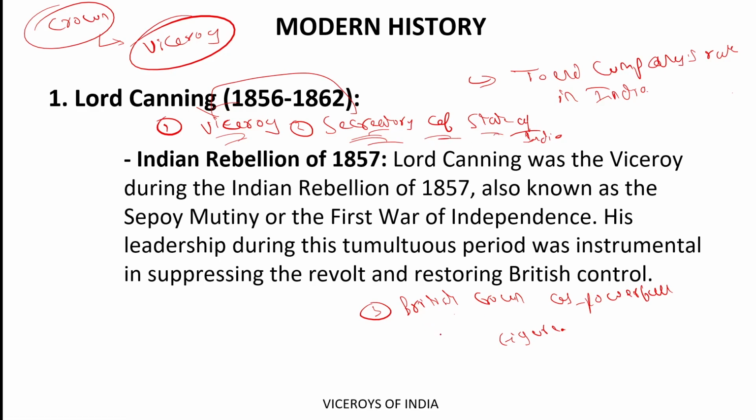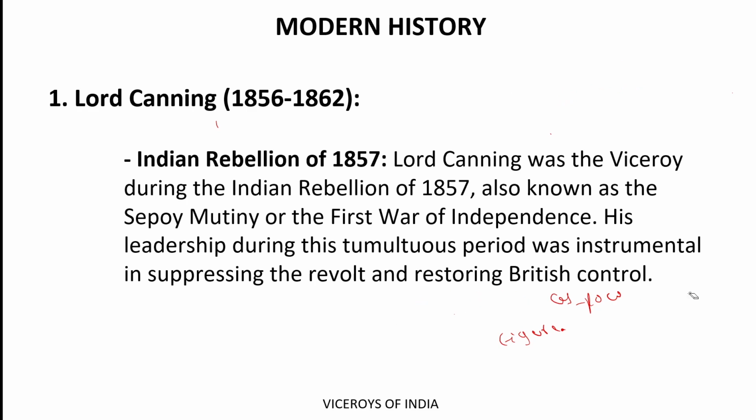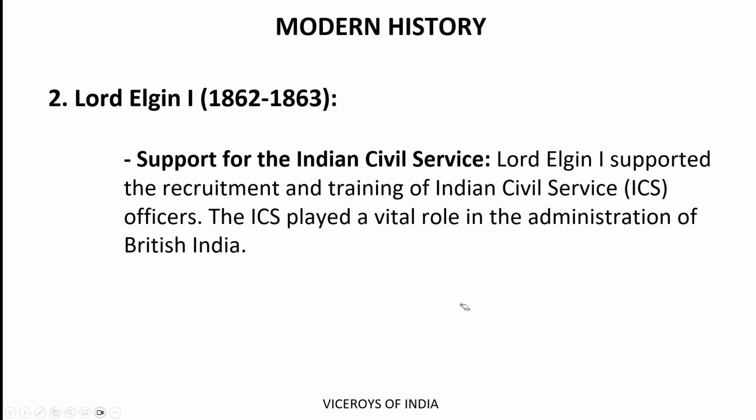Then the British Crown as the powerful figure. Before this, the British East India Company was maintaining the Indian affairs. But after the revolt of 1857, or the Indian Rebellion of 1857, the British Crown removed the East India Company from India and the entire control was taken over by the British Crown. Got it? And all of this happened during Lord Canning's time. I hope you have understood it. Now, let's move forward.